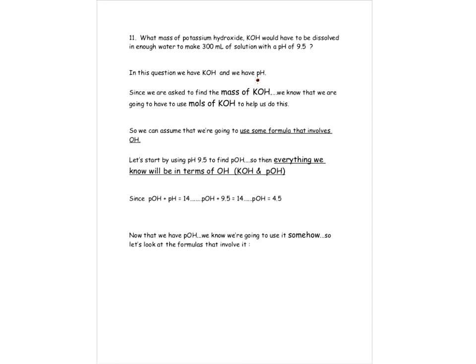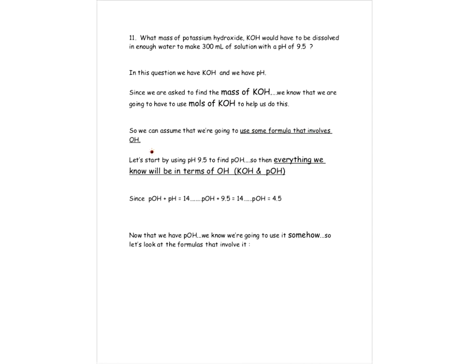So I just wrote down here, in this question we have KOH and we have pH. Since we are asked to find the mass of KOH, we know that we are going to have to find moles of KOH to help us do that. Okay, so that's the first thing we know. Whenever we see mass, we say, okay, I know I'm going to be involving moles. And once you think about the fact that you're going to be involving moles of KOH, then you think, well, I'll probably be involving moles per liter of KOH, and then what formula is that going to involve?